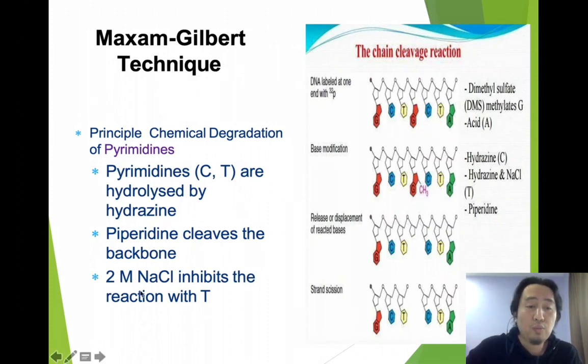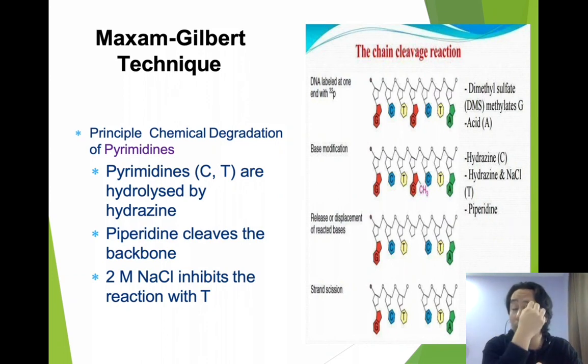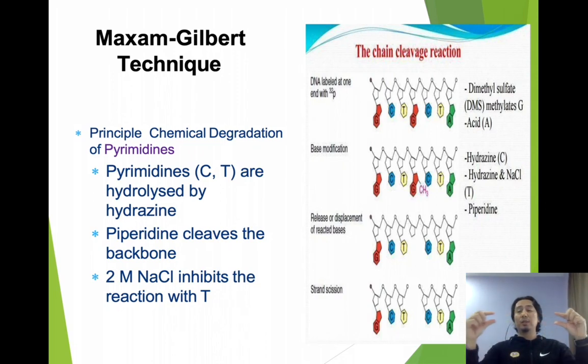And if you add 2 molar salt, which is NaCl, it will inhibit the reaction with T. So when you add hydrazine, hydrazine can recognize C and T. And when you add 2 molar sodium chloride, the reaction of hydrazine toward T will be inhibited, so it only recognizes C. So in the sequence, at the C and T, hydrazine will modify T and C. But if you put in 2 molar salt, it will inhibit the reaction with T, so it only recognizes C.